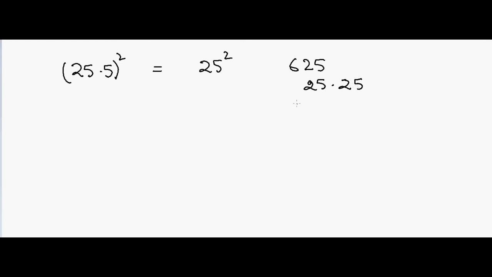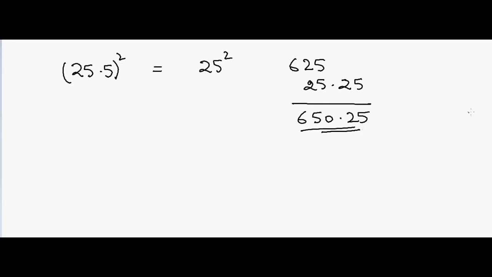If we go to more difficult ones, suppose I have 25.5 square, that will be equal to 25 square, that is 625, and then we add 25.25 in the end, so the answer will be equal to 650.25. So that's the answer.